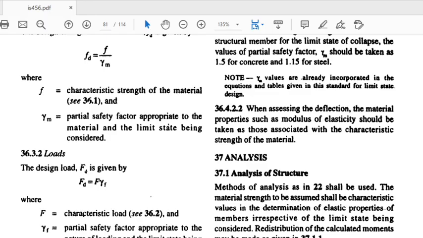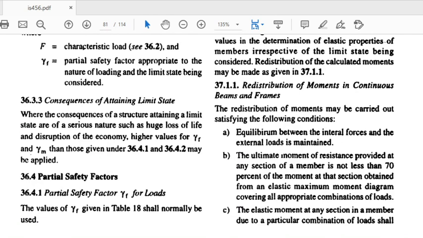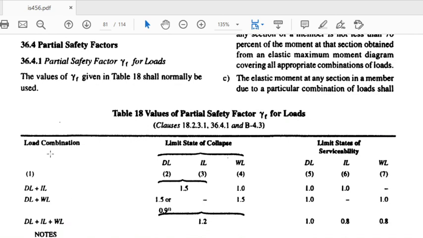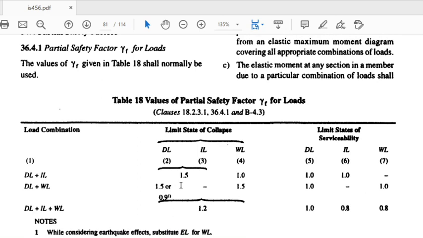Here, look, we have the partial safety factors for various loads, a table which I have explained. Look at the load combinations: dead load, live load, in the limit state of collapse and limit state of serviceability. It's 1.5 into something. Then dead load plus wind is 1.5 and 0.9, 1.2. This is the original table from which the other table in the presentation was developed, so that everything is given in this table.